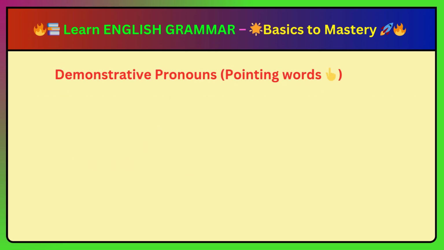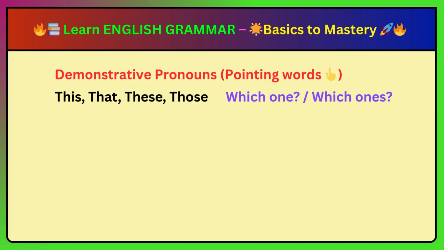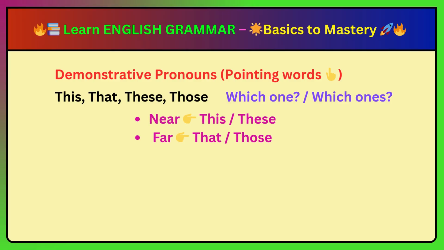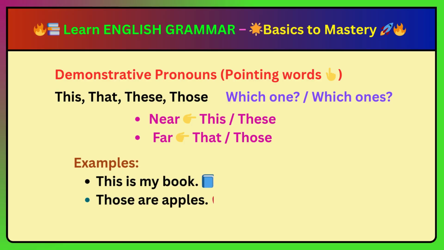Next are demonstrative pronouns. Demonstrative pronouns are used to point at something. Words like this, that, these, and those are demonstrative pronouns. They answer the question, which one or which ones? If the object is near, we use this or these. If the object is far, we use that or those. For example, "This is my book" or "Those are apples."